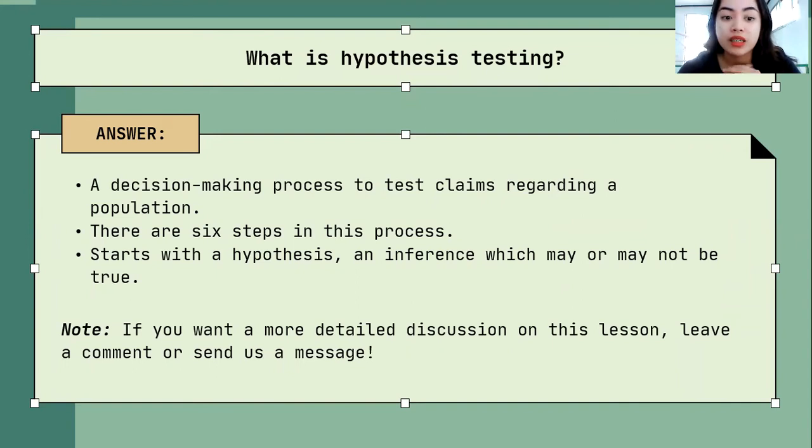By this hypothesis testing. It has 6 steps, and it usually starts with the hypothesis, which is an inference which may or may not be true. Since it's a hassle to examine the entire population, we normally get a sample and draw a conclusion from there.